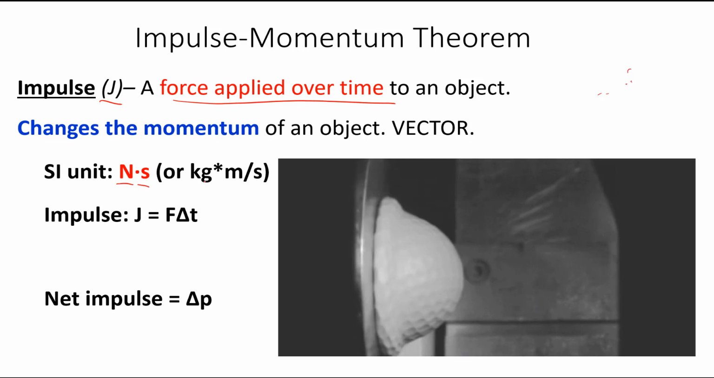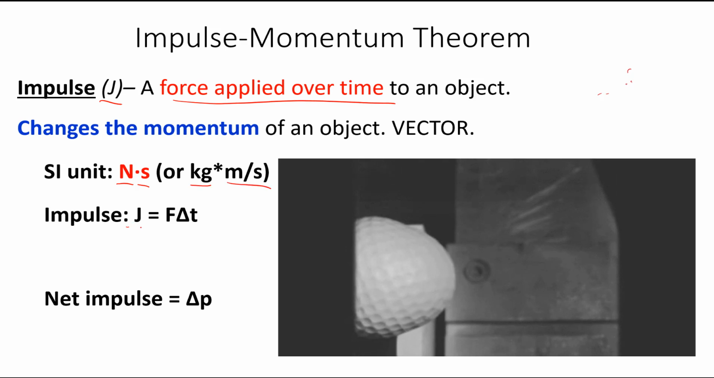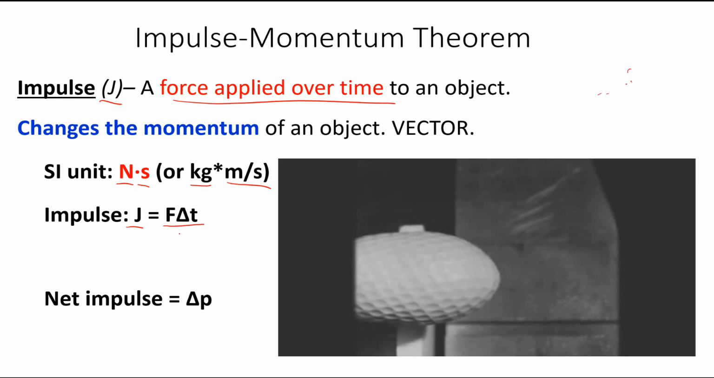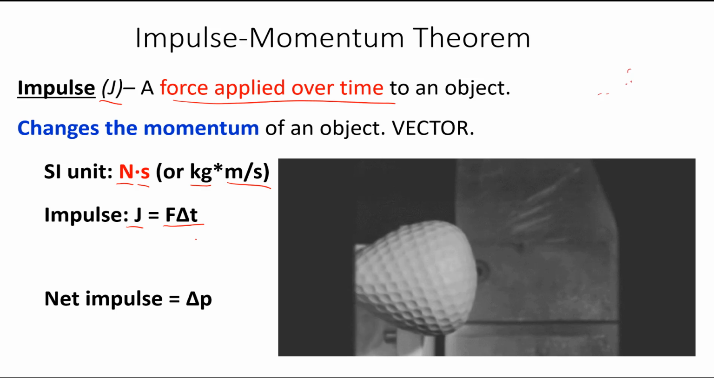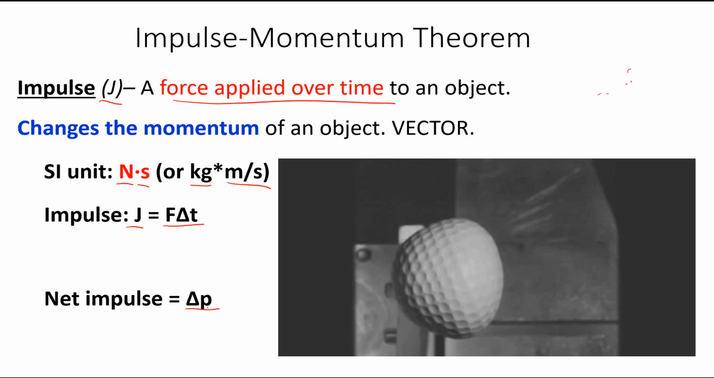Newtons times seconds are actually equivalent to the units for momentum, kilograms times meters per second. And that's important because impulse is something you do to an object, apply a force over time, and the impulse that you apply to an object is always equal to the change in momentum. That is, the net impulse is equal to the change in momentum.